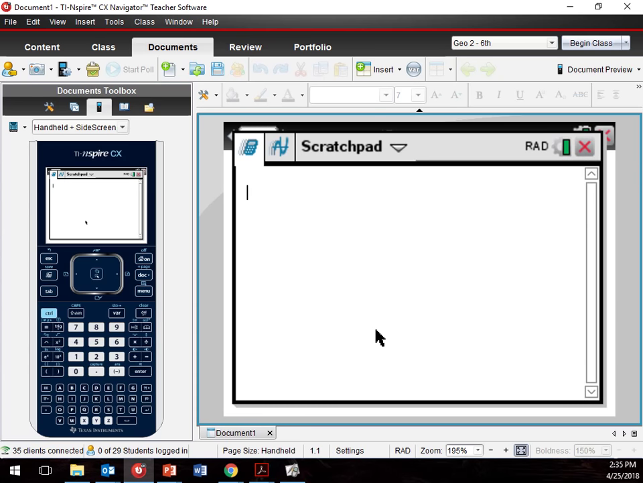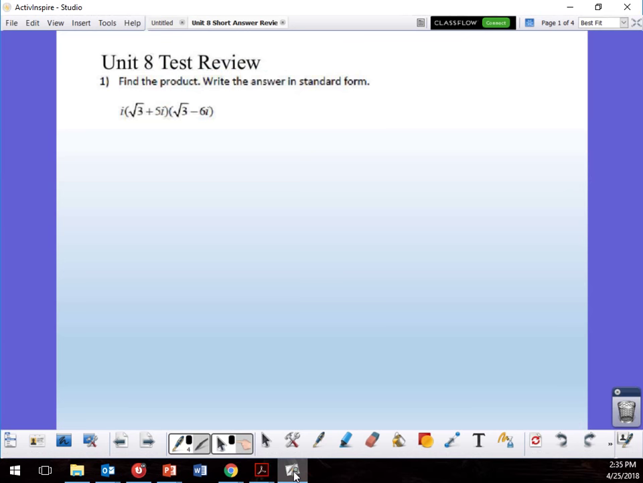So it has to be radian and rectangular. Right now we're in radian. I'm going to leave it in radian until I need it one way or the other. Alright, let's take a look at my first problem. Find the product, write the answer in standard form. What does product mean? Multiplication, right?